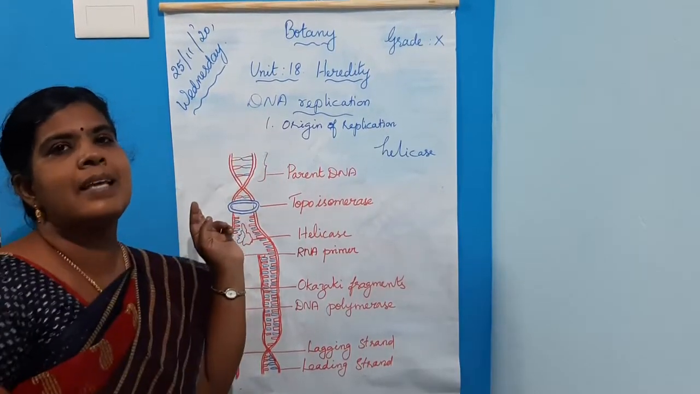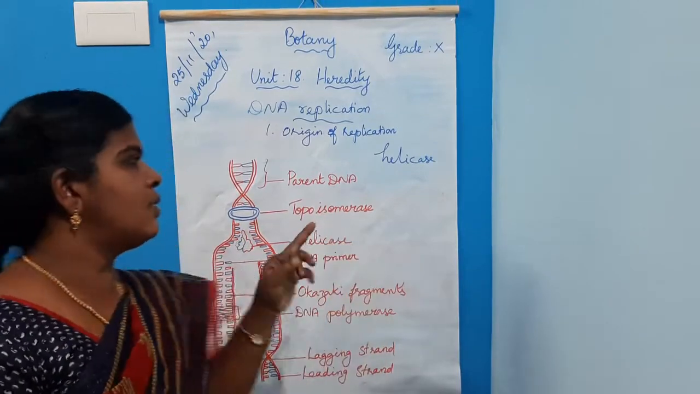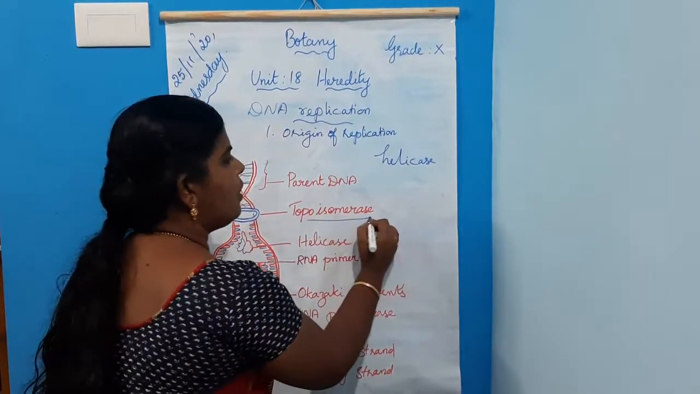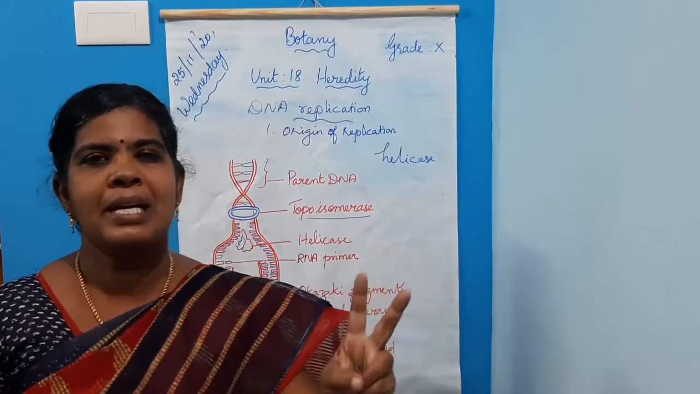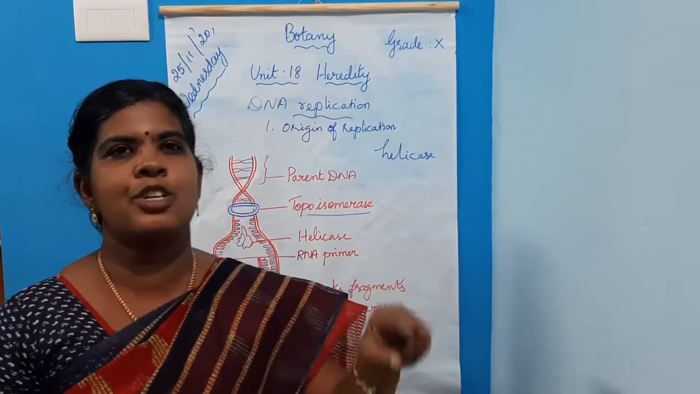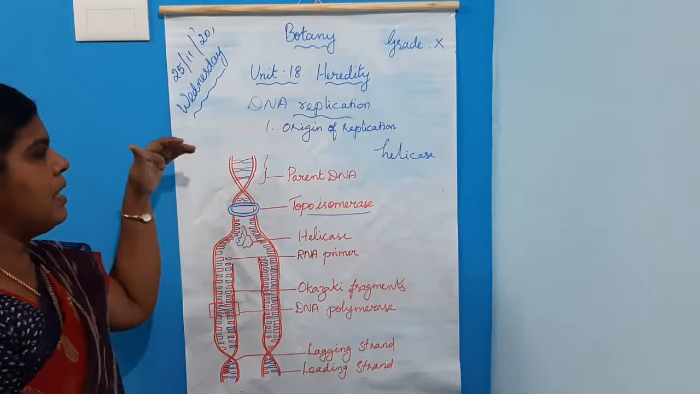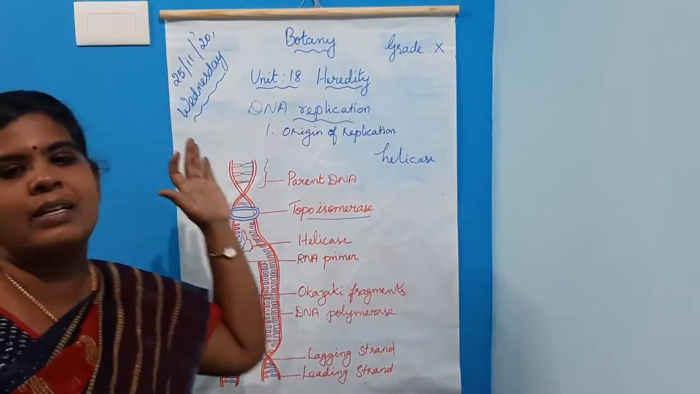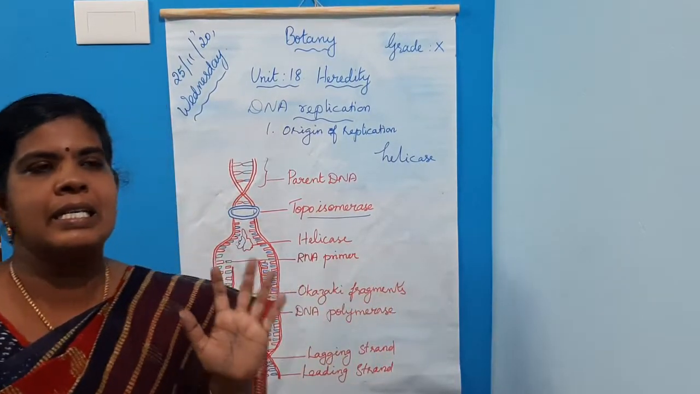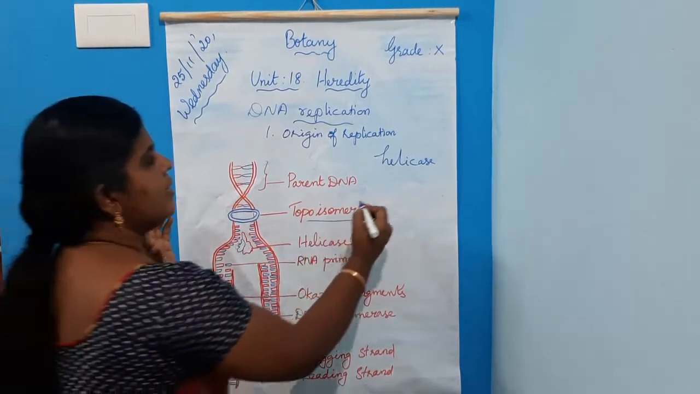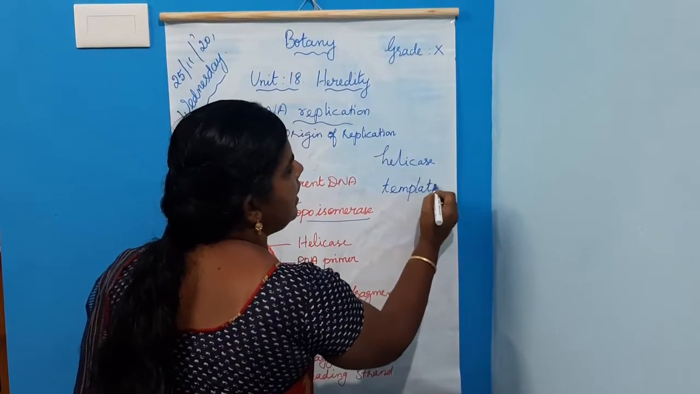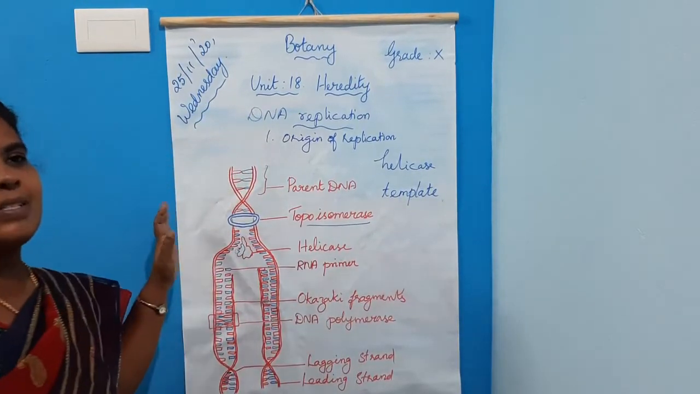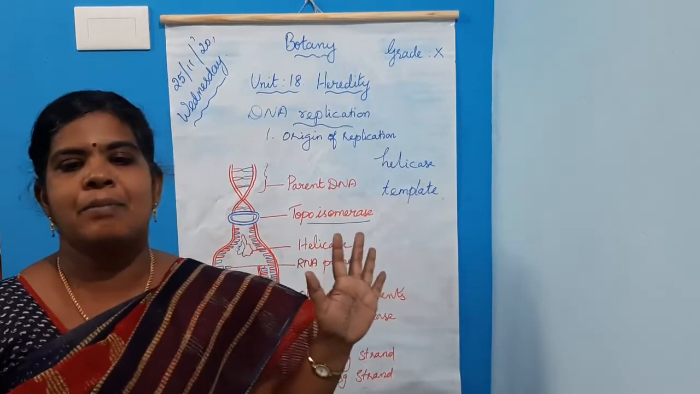Okay, so the enzyme topoisomerase separates the two strands, or the double helical structure of DNA, above the replication fork. And now the separated DNA strand acts as a template.